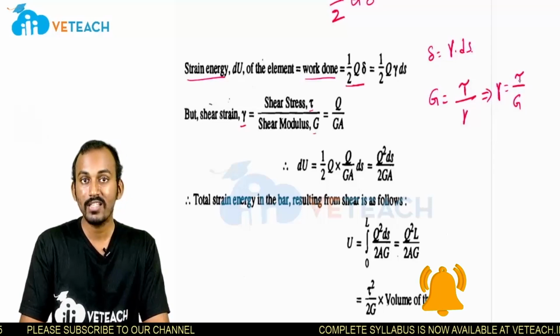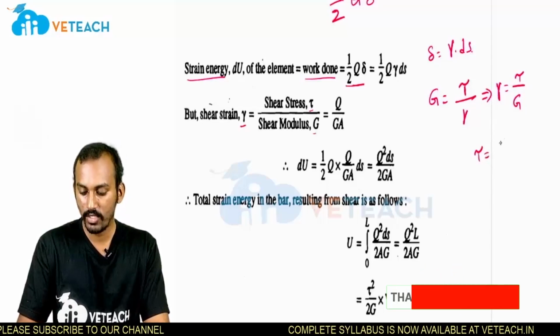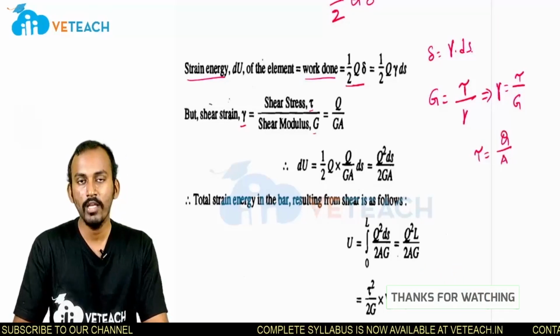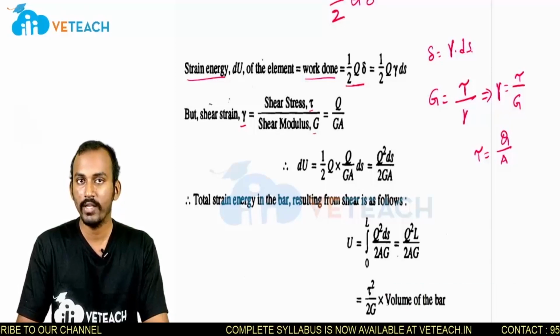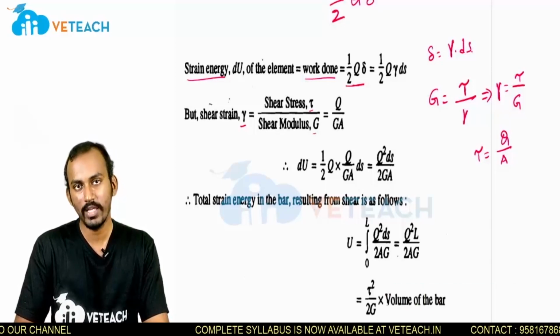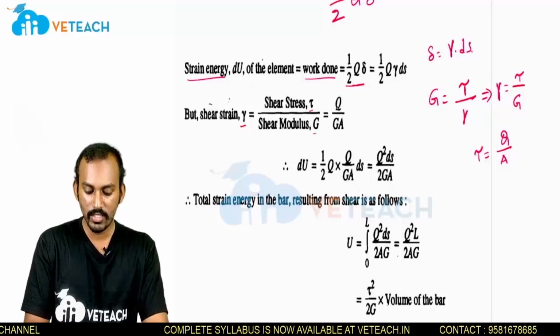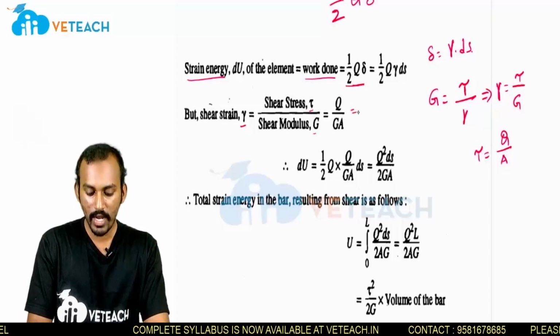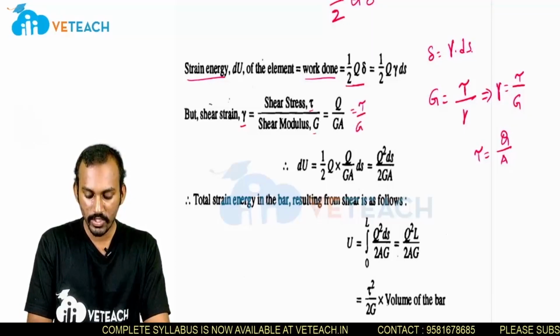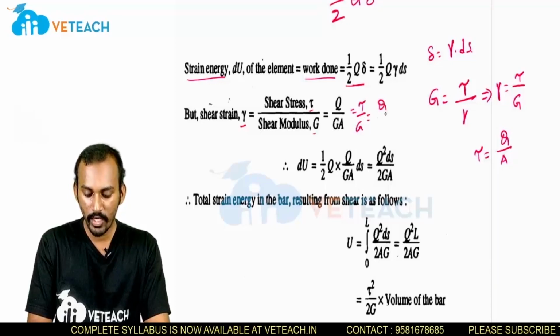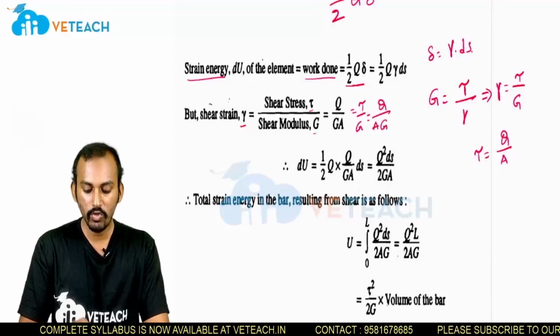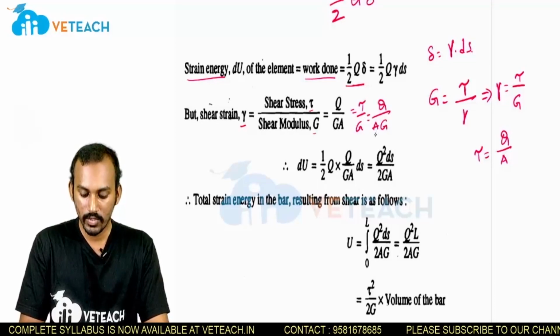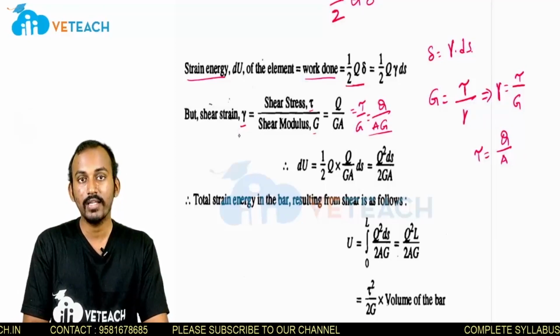Tau means it is the stress. Shear stress is equal to shear force by area. Normal stress is equal to load by area, and shear stress is equal to shear force by area. That is why tau is equal to Q by A. I substitute the value here: it is actually tau by G, and in place of tau I am substituting Q by A. So Q by AG is the formula for the shear strain gamma.